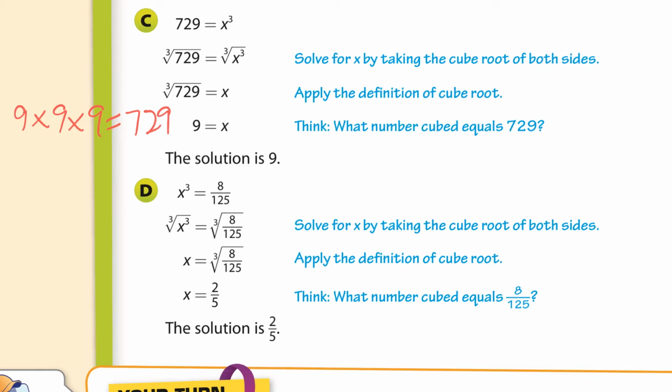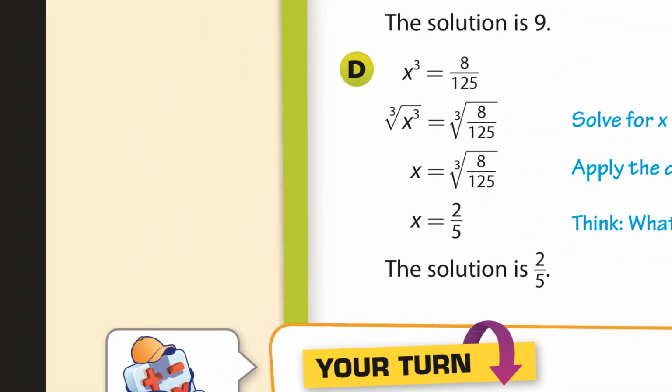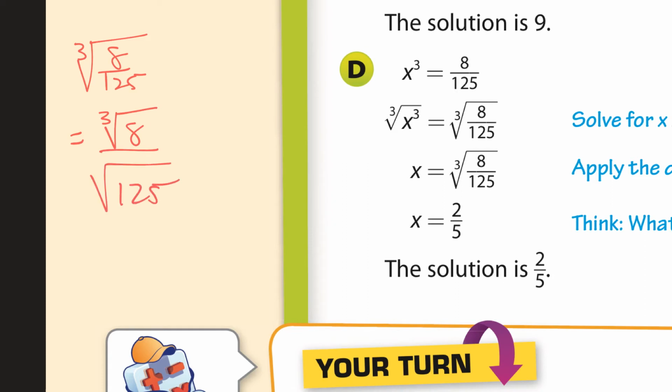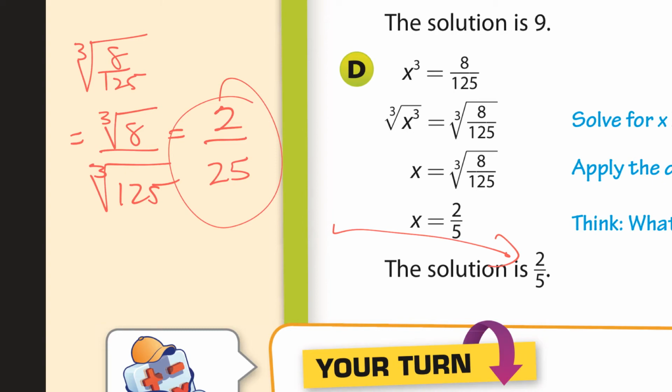And when you're doing something like part D here, we need to know the cube root of 8 over 125. So you could take the cube root of 8 and the cube root of 125 separately. The cube root of 8 is 2. The cube root of 125 is 5, because 5 times 5 times 5 is 125. And this is where they're getting that answer right there.